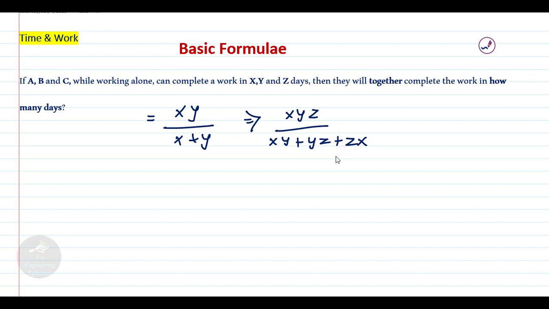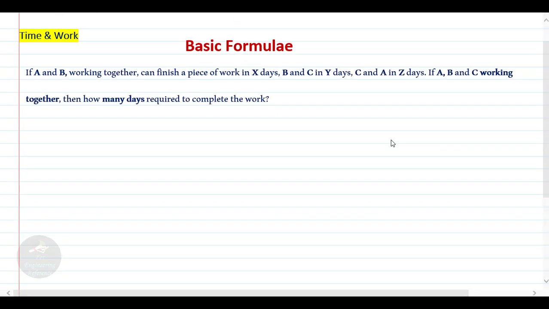Similarly, we can see the next formula. In the previous problem, we knew the individual work of A, B and C. But here, in this problem, what they have given is: if A and B working together can finish a piece of work in X days, B and C in Y days, and similarly C and A in Z days, what we have to find is in how many days they will finish the complete work working together. We already know the formula for 3 persons working together.